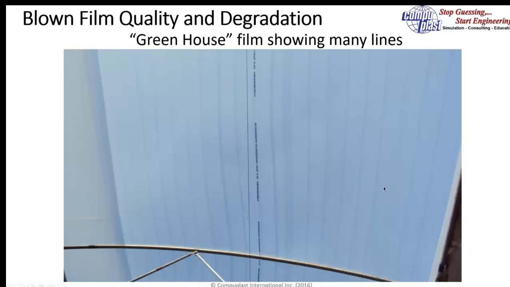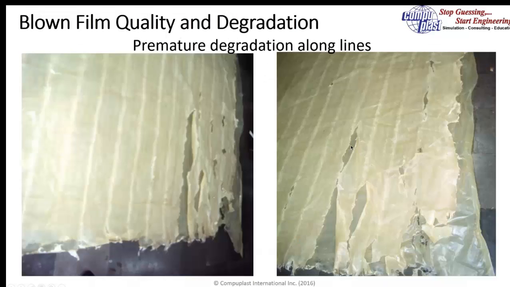I think this is a better view here. So you can see these lines in the polymer sheet. And the problem was that the sheet was degrading prematurely along these lines, indicating that they perhaps had a higher residence time than the rest of the sheet. So here is where we do a simulation of the geometry under the process conditions they were running and try to see where there might be a problem.